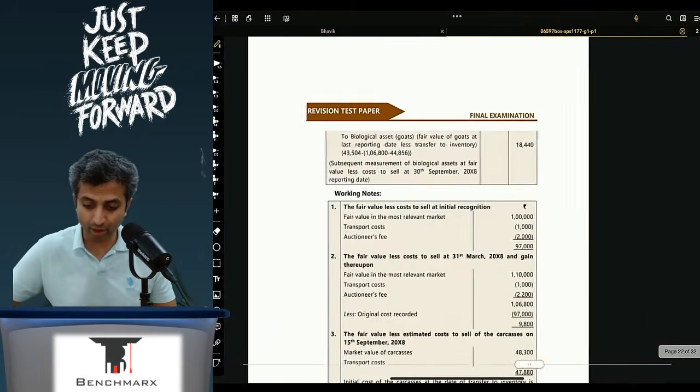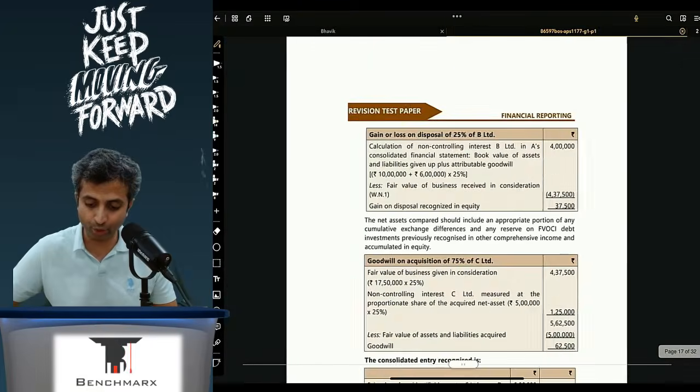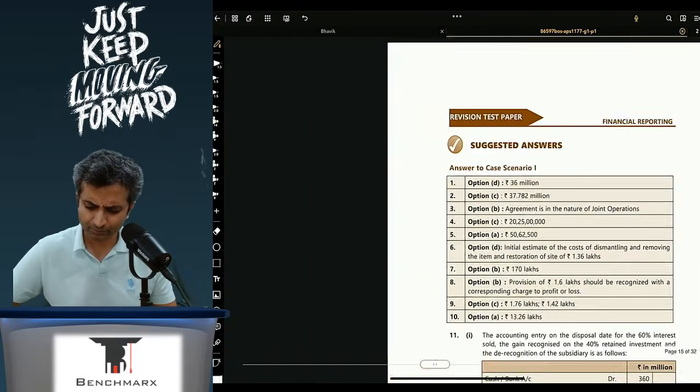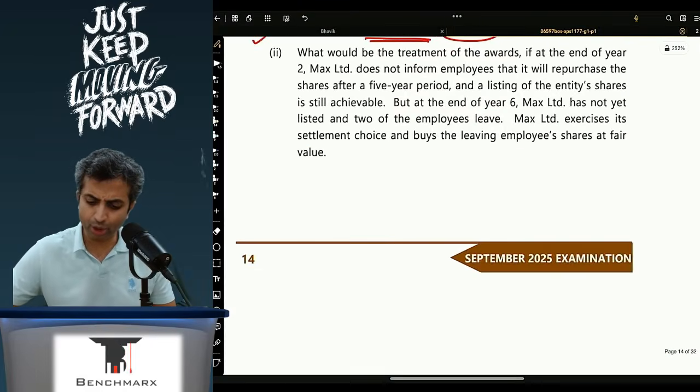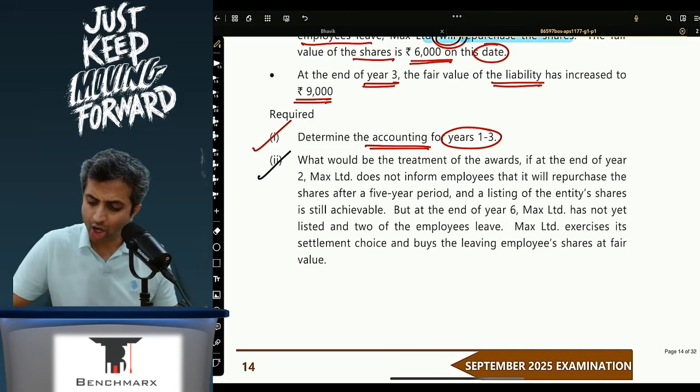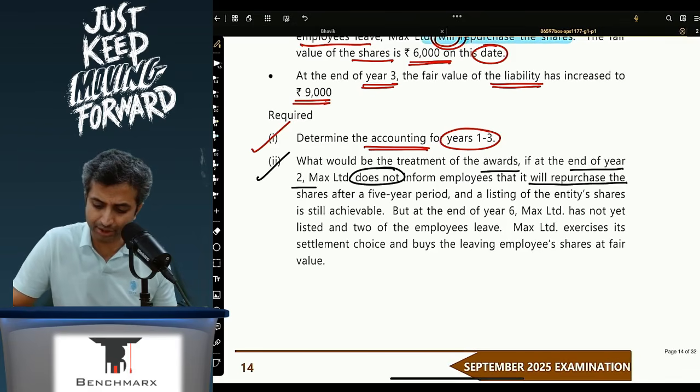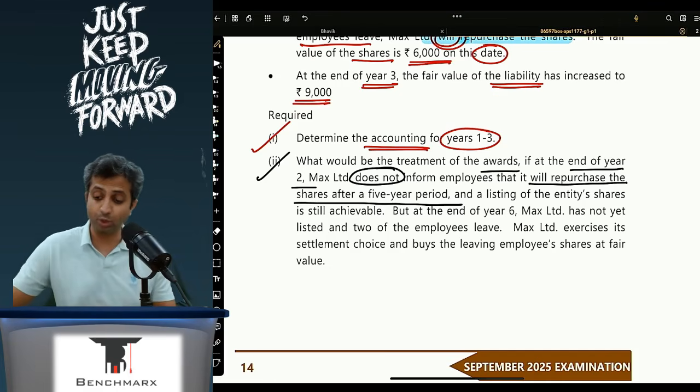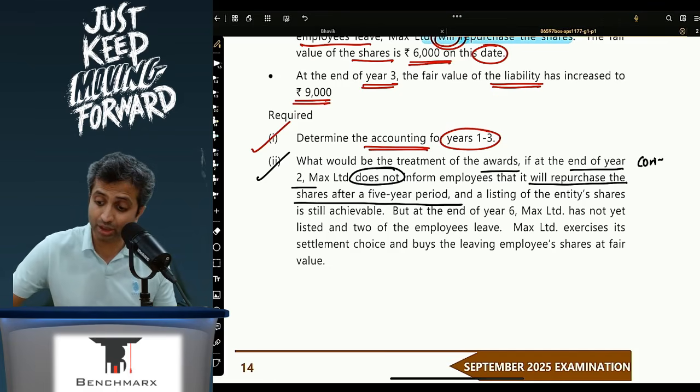But that is point 1. Point 2 is still remaining. So if you review point number 2, where is this? Yes, point number 2. What would be the treatment of the awards if at the end of year 2, Max does not inform the employees that it will repurchase the shares after a 5-year period, which means I can say that this will continue as an equity settled plan.